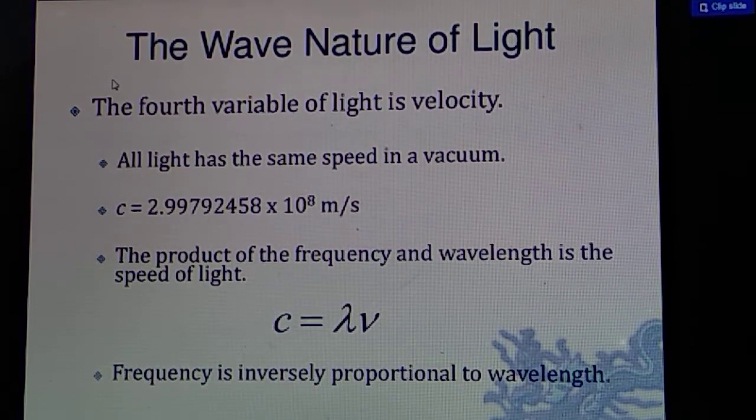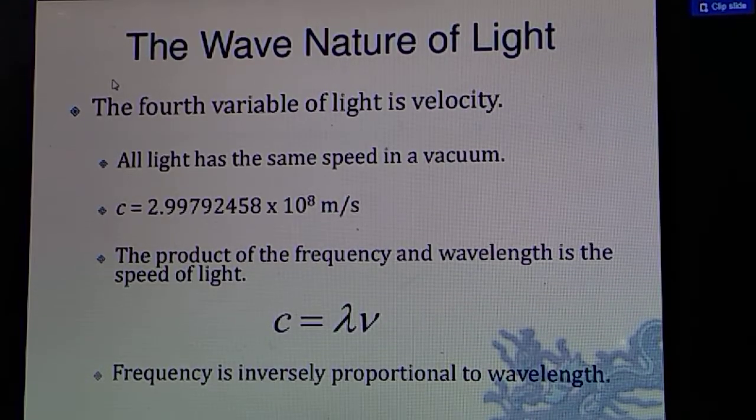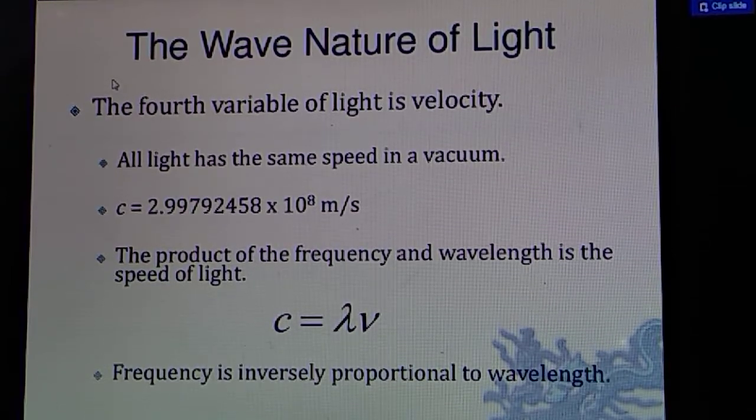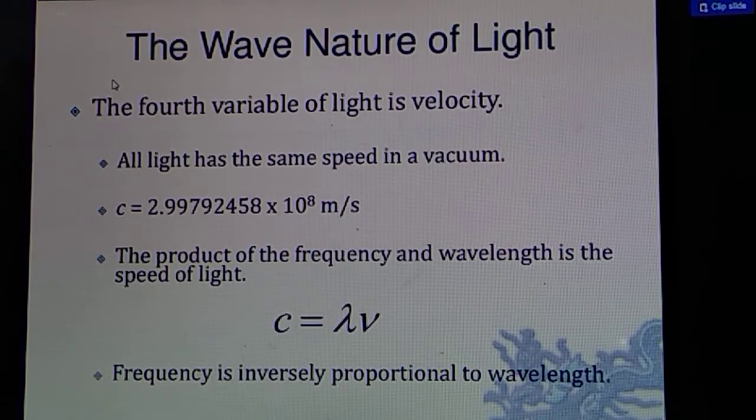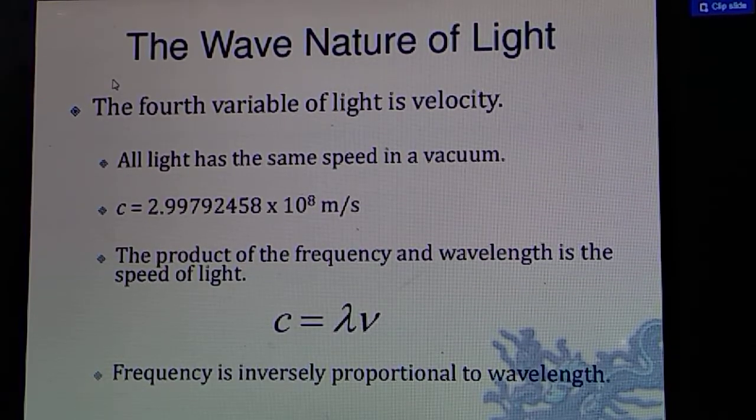So lambda is wavelength and nu is frequency. So frequency is inversely proportional to wavelength, my dear students. From this you have learned the velocity of light, that is 3 into 10 to the power 8 meter per second, and the wave nature of light from the mathematical expression, c equal to lambda into nu.